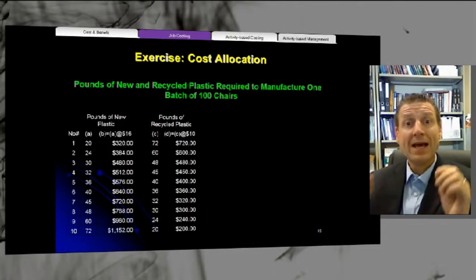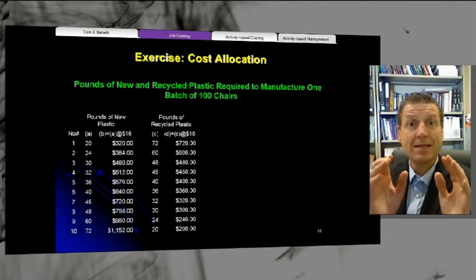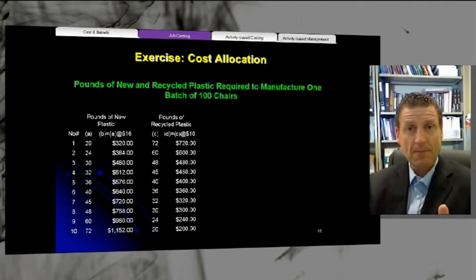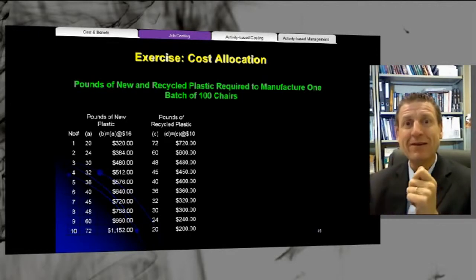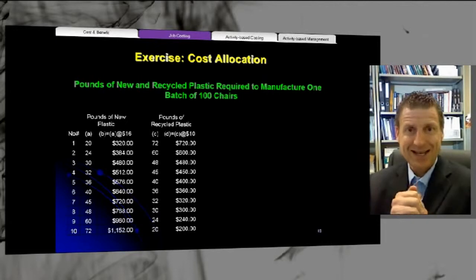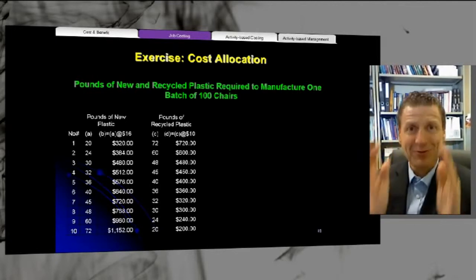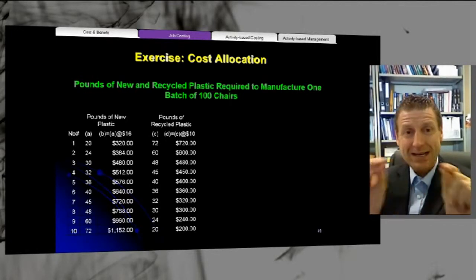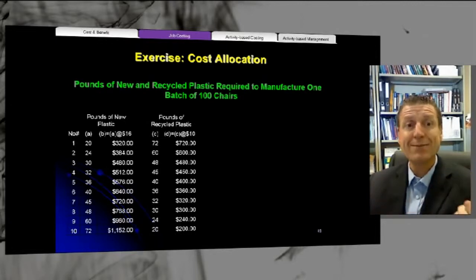Here we have two different types of materials. That is the decision point in this example. And the engineers have been working with combining new and recycled plastic, required to manufacture the batch of 100 chairs. So for example, we have 10 different combinations of new and recycled plastic. As you can see, we start at the top one. We have a combination that requires 20 pounds of new plastic and 72 pounds of recycled plastic, where we go all the way down to combination 10 that has 72 pounds of new plastic and 20 pounds of recycled plastic.